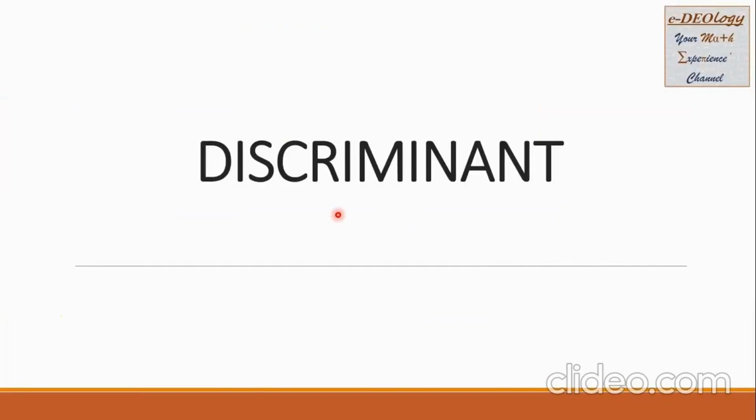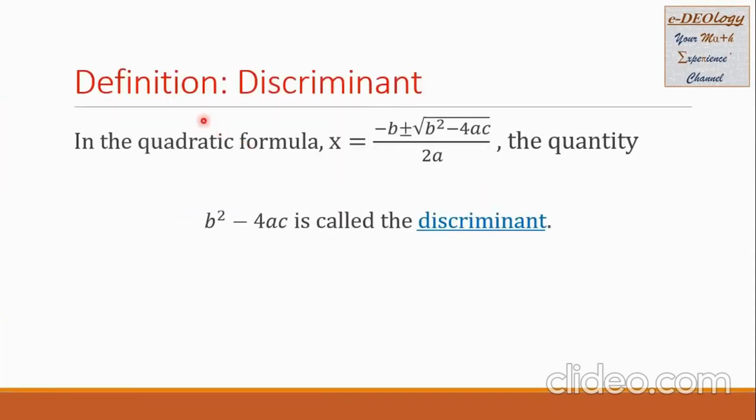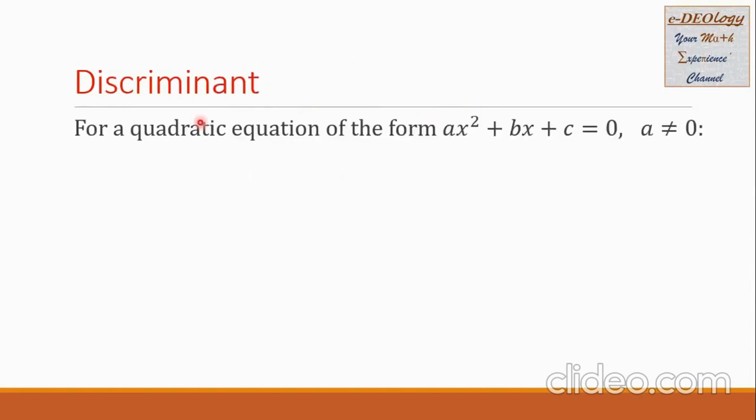Today we're going to study the discriminant. Let us define the discriminant. In the quadratic formula, the quantity b squared minus 4ac is the radicand of the radical. That is called the discriminant.